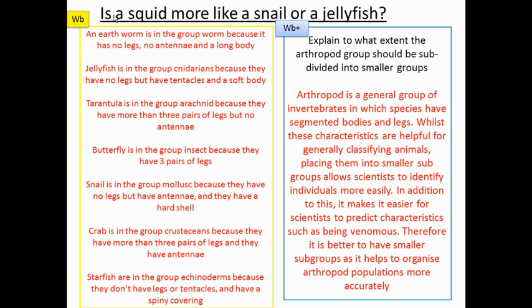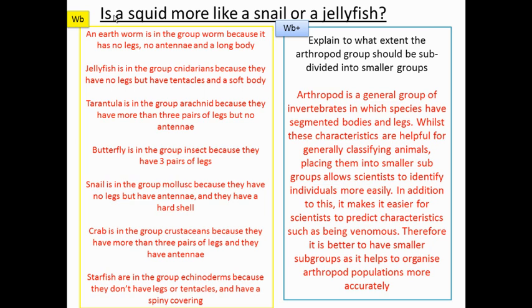So snail is in the group Mollusk. They have no legs, but they do have antennae and they have this hard shell. Crab is in the group Crustaceans because they have more than 3 pairs of legs and they have antennae. Okay. And then starfish are in the group Echinoderms because they don't have legs or tentacles and they've got this spiny covering. Okay.